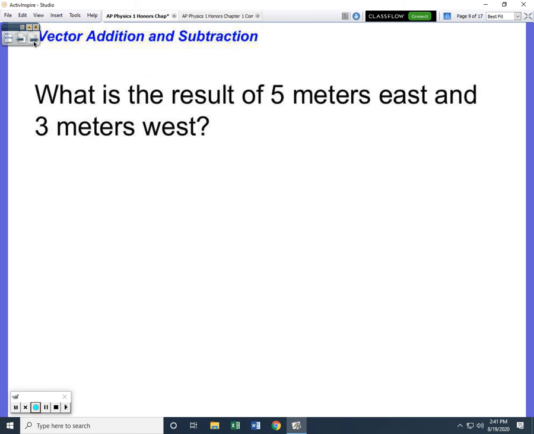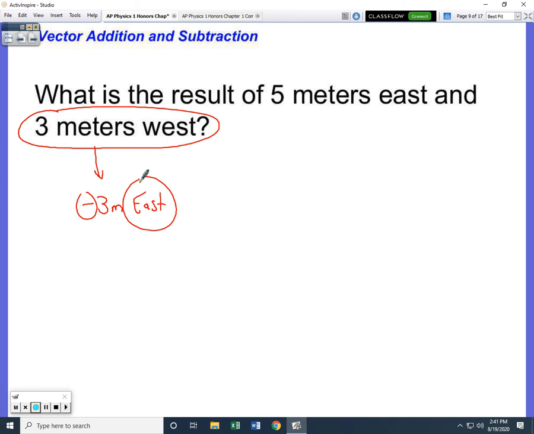We're going to use that to solve questions like this. If I took the result of 5 meters east and 3 meters west, I could draw that out, but another way of thinking of this is that 3 meters west could actually be thought of as -3 meters east, where the negative sign here just reverses the direction.